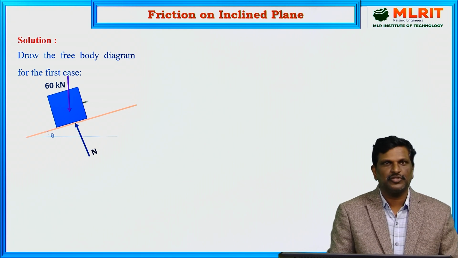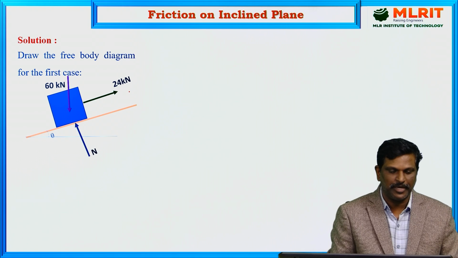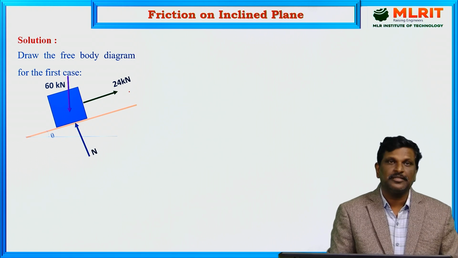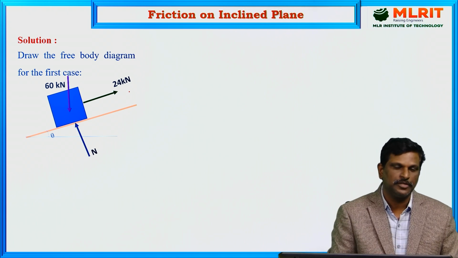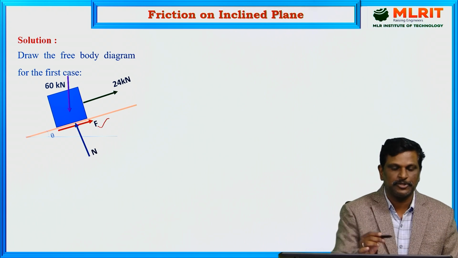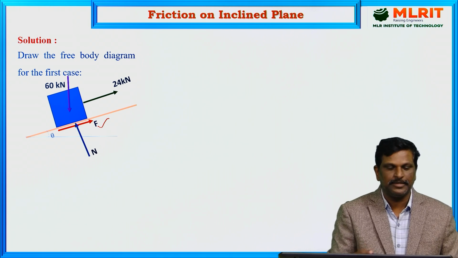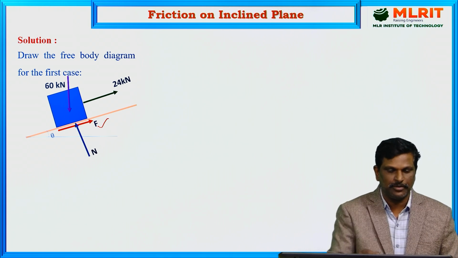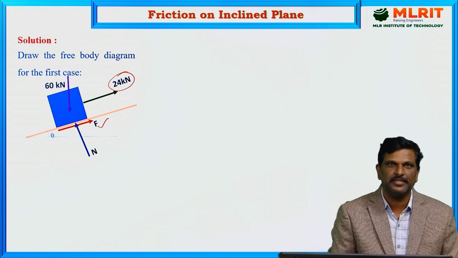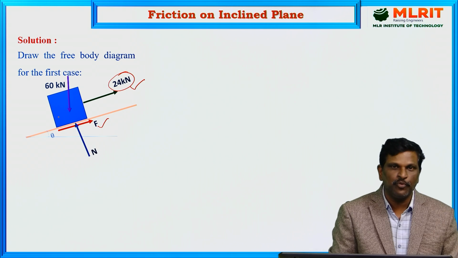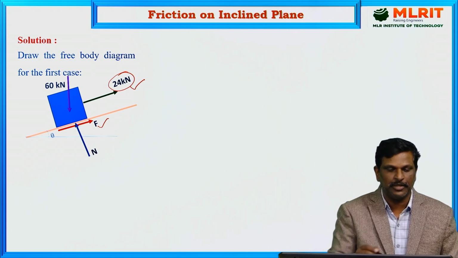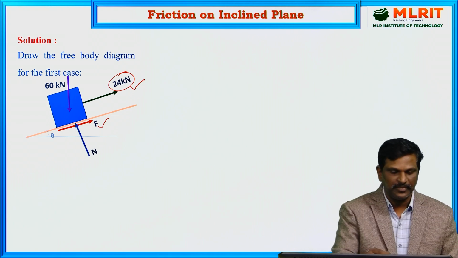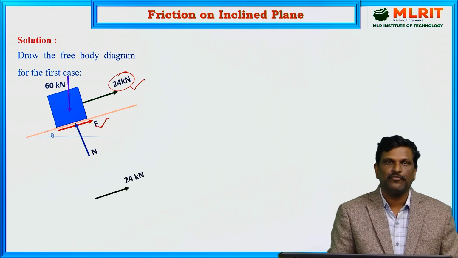Now, a force of 24 kilonewtons is applied parallel to the plane, and the tendency of the body under the action of 24 kilonewtons is to move downwards. Therefore, the friction will act in the upward direction. The friction always acts in the direction opposite to the motion of the body, not to the applied force. Here, the applied force is in the upward direction, but the tendency of the body is to move downwards. That's why we consider friction opposite to the motion of the body, not to the applied force. Right?